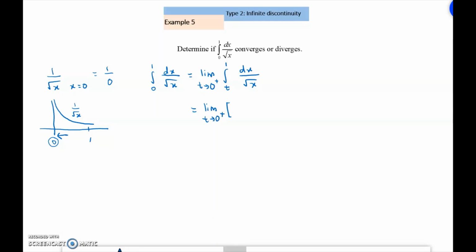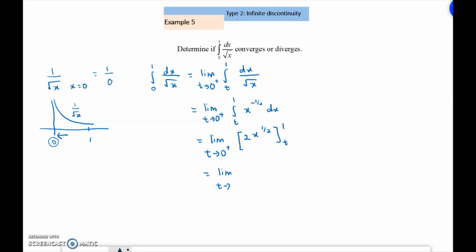where we write this as x to the power of negative half dx. So we proceed with this. So this will be x to the power of half over 1 over 2, or 2x to the power of half from t to 1.